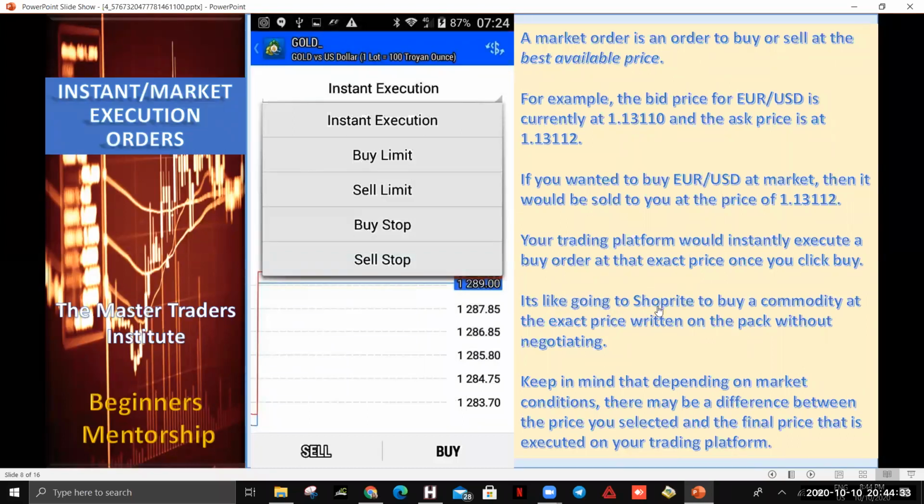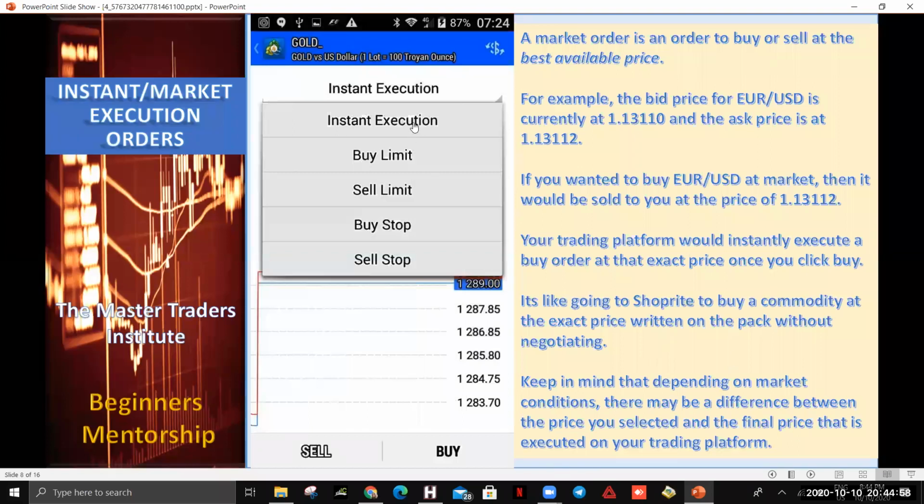I'm going to show you a live trade so you can understand what I mean. It's like going to ShopRite to buy a commodity at the exact price written on the pack without negotiating. This is when you are doing a limit order because the prices are already there. Keep that in mind: on market condition, there may be a difference between the price you selected and the final price that is executed on your trading platform.